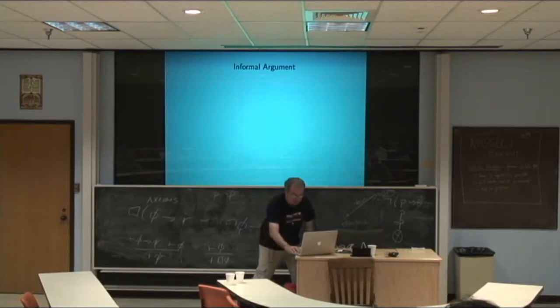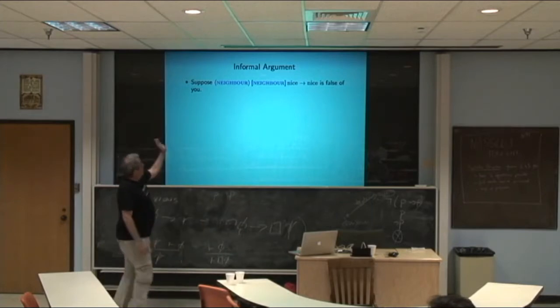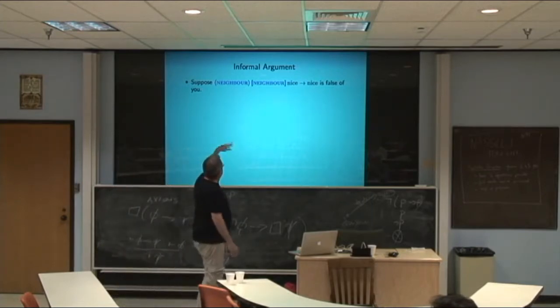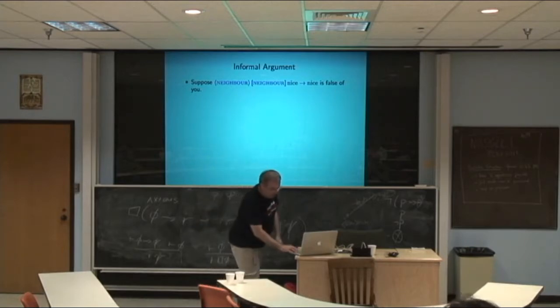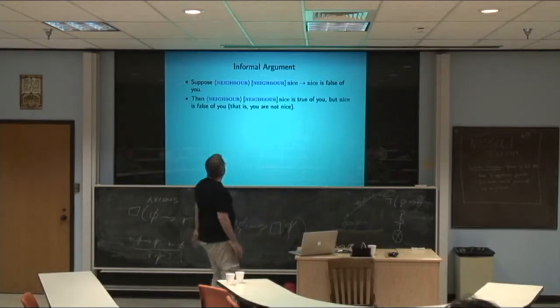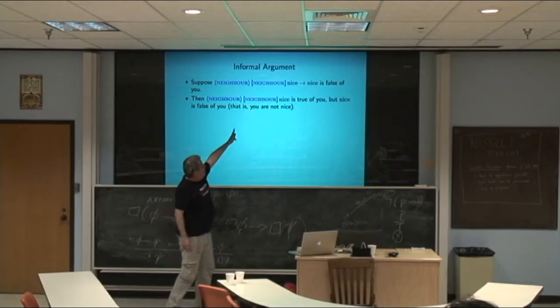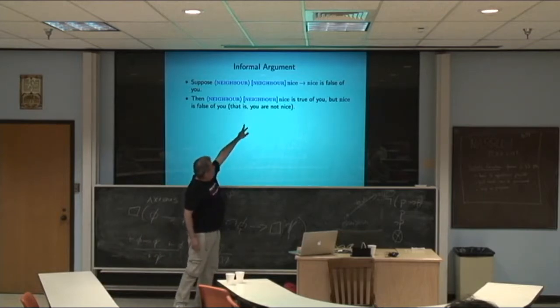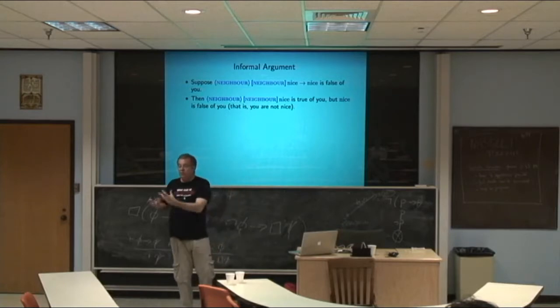So here's the informal argument again. Suppose that some neighbor, you've got some neighbor, all of whose neighbors are nice, implies that you're nice. Suppose that it's false. Then, here's the point. It's true of you that you have some neighbor, all of whose neighbors are nice, but it's false of you that you're nice. This is clear in the informal argument.